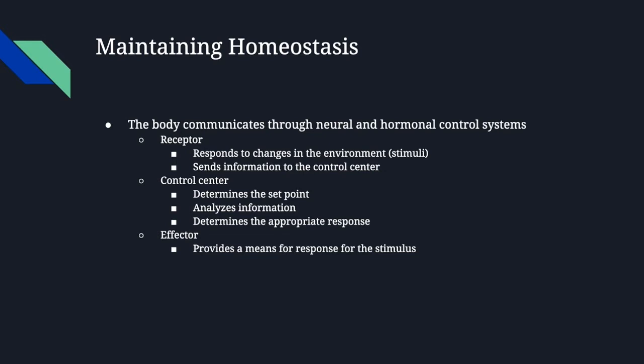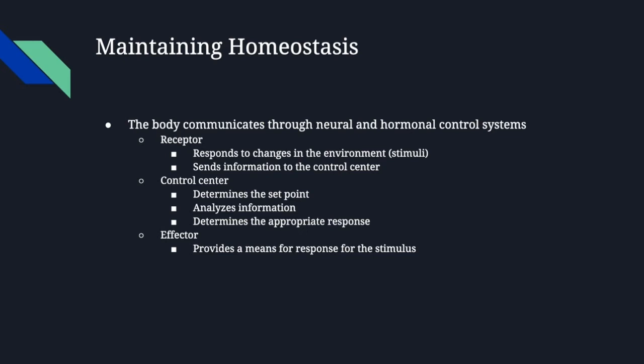So the receptor is going to respond to a change in the environment. So it's going to respond to a stimulus and then send that information to the control center. The control center is, again, going to be your brain or spinal cord. It's going to go to your brain for hormonal control in most cases because parts of your brain do produce hormones. Then we have the control center itself.